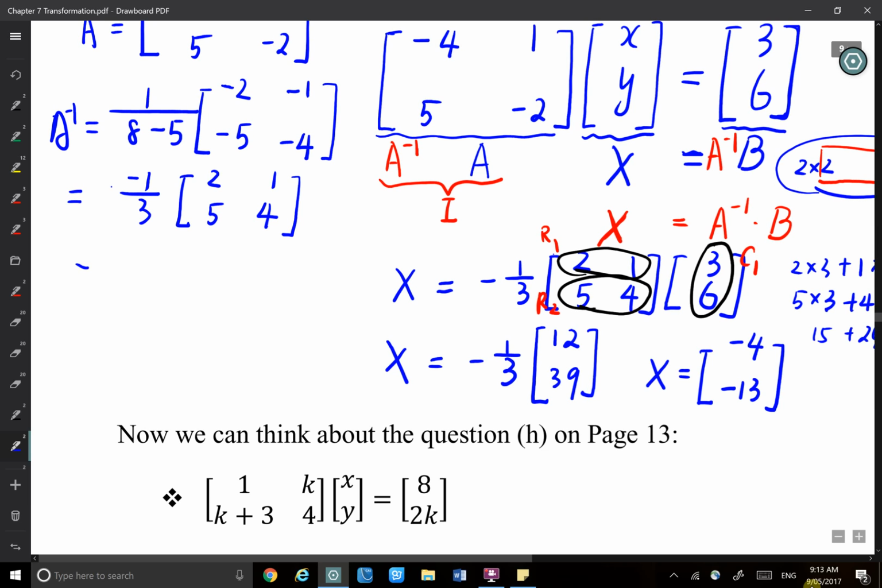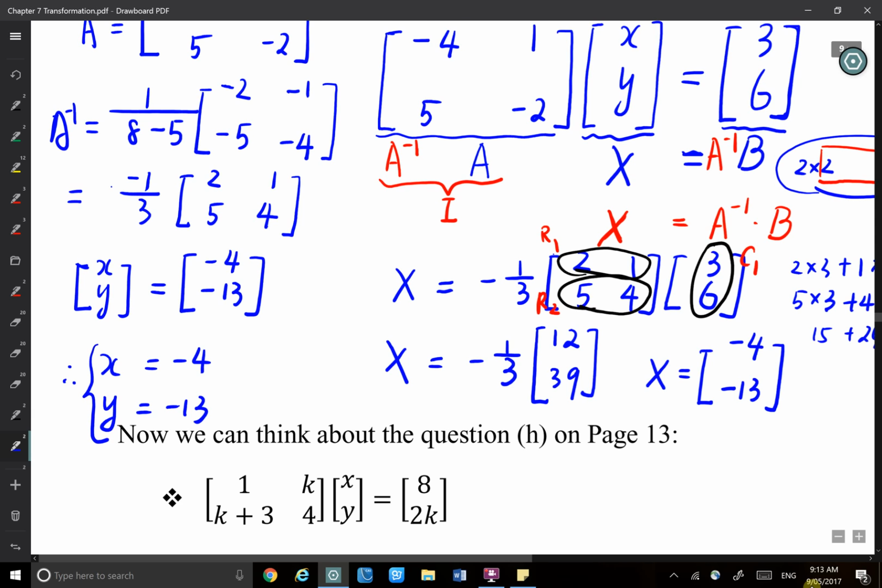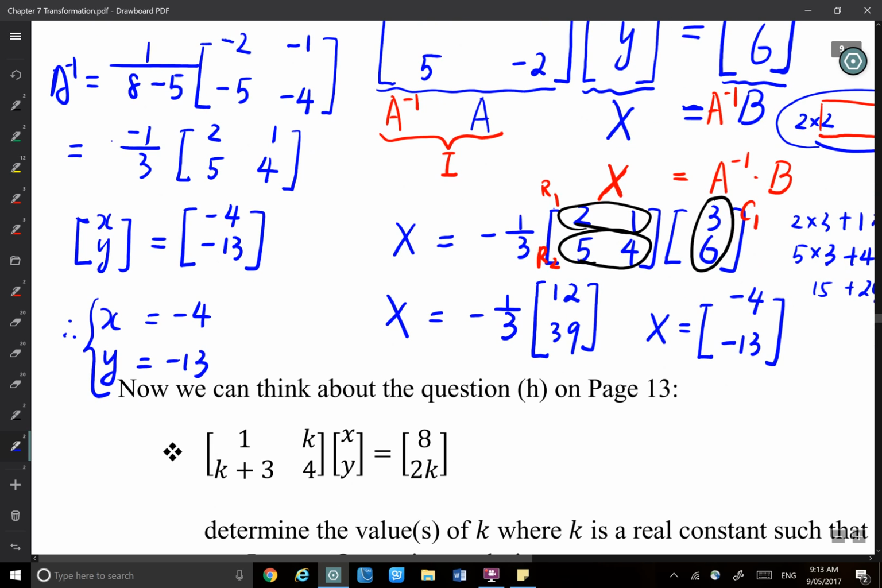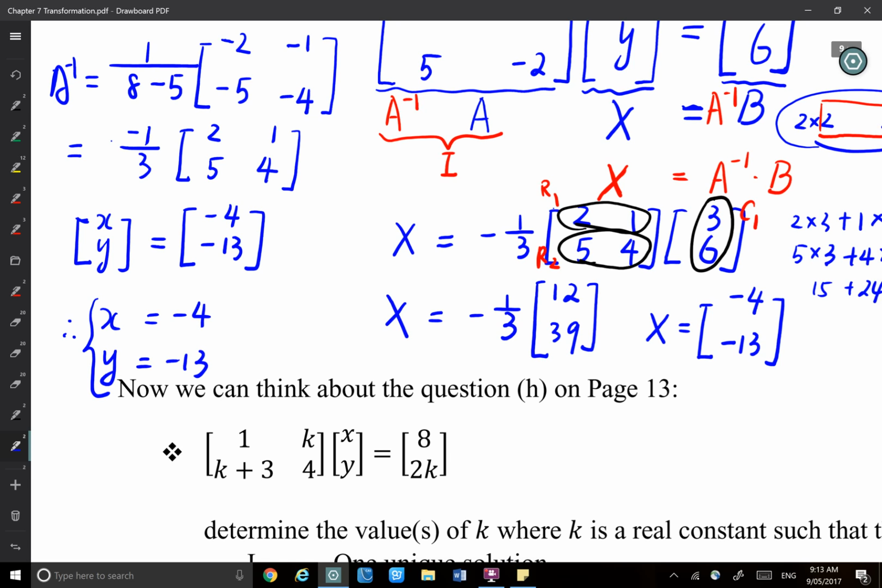So what is X? Capital X is xy. xy equals minus 4, minus 13. Therefore, your x will equal minus 4, y will equal minus 13. Instead of substitution, instead of simultaneously solving linear equations, I can use matrix to solve for this as well.